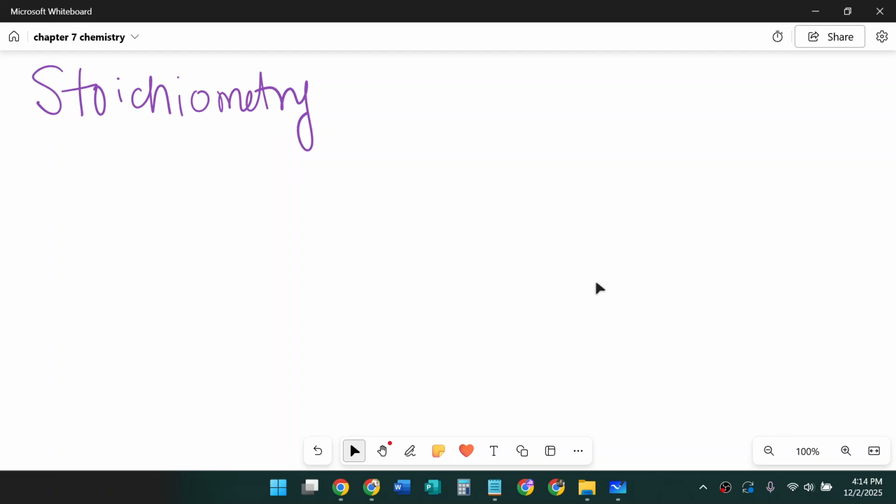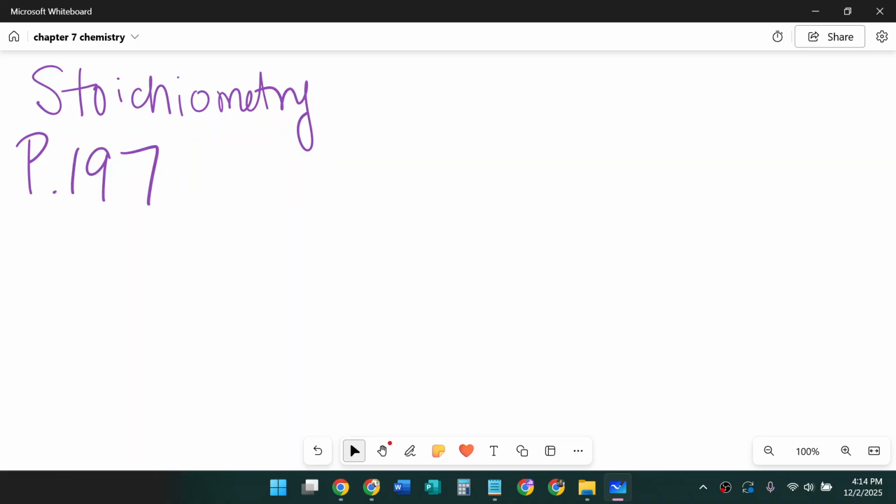Okay, so this is chapter 7. We're starting from the beginning on page 197 and we're reviewing. So the first part of the chapter we learn about stoichiometry, which is just analyzing a balanced chemical equation.